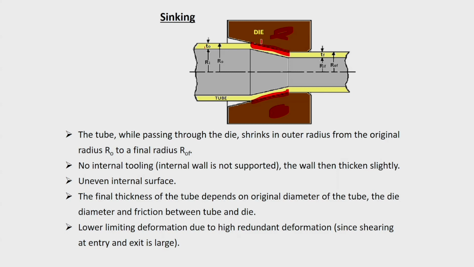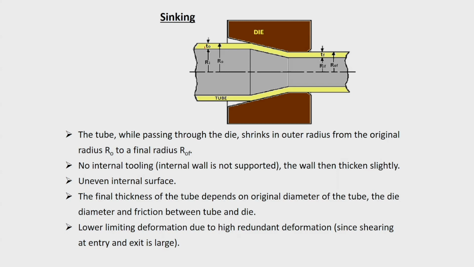So, that is what you know, but you do not have any control on the inside diameter. So, that is the major drawback with die sinking. Lower limiting deformation is due to high redundant deformation. Here the redundant deformation is very high, because there is shearing at the entry and the exit, which is very large in this case. So, a very high amount of redundant deformation is taking place, and you have a limitation on the actual reduction which is possible because of this. This is the second drawback.